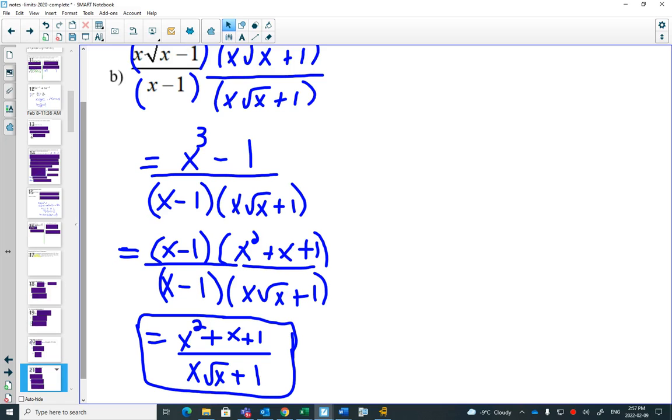And in this situation, when you get close to 1, now that it's simplified, can you see that here in the simplified version, you could plug in a 1. You would get 1 plus 1 plus 1, which is 3, and 1 times 1 plus 1, which is 2, and you'd get 3 over 2.